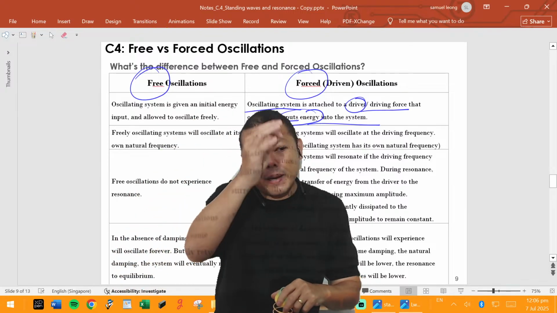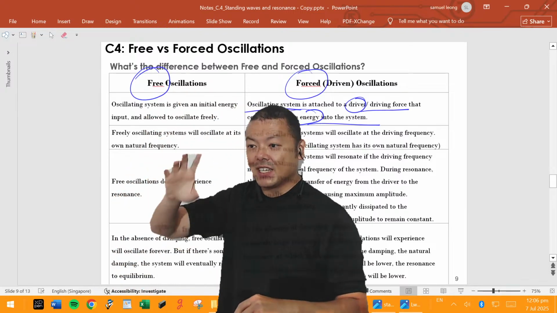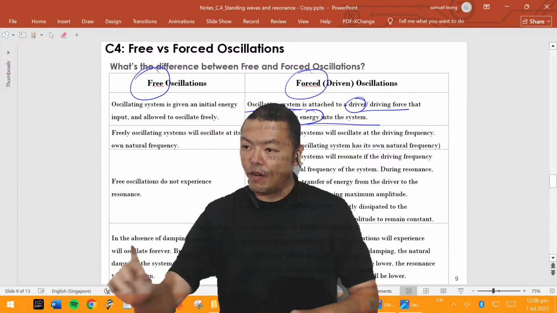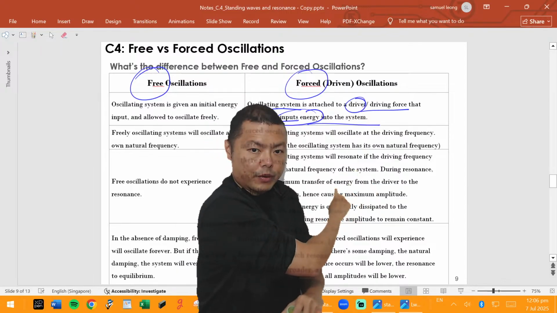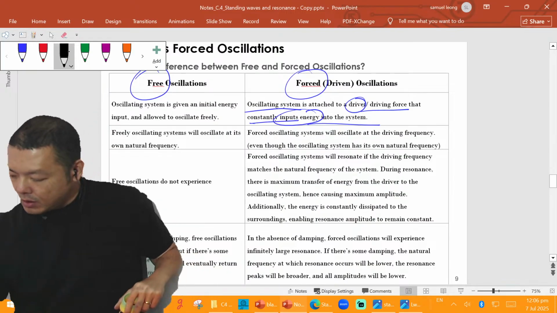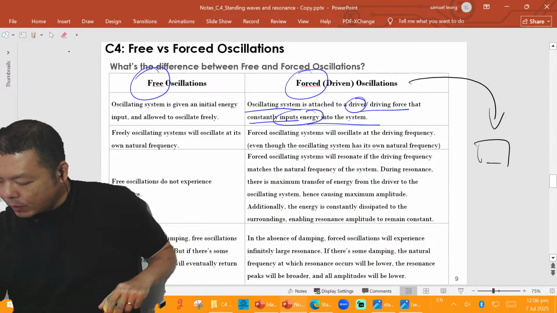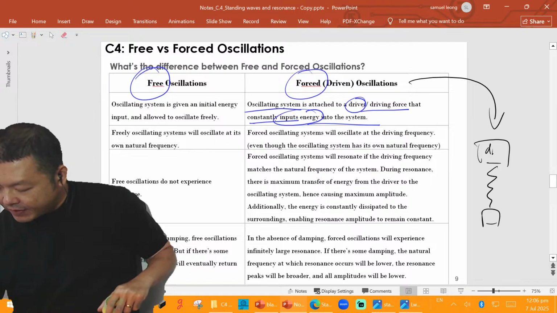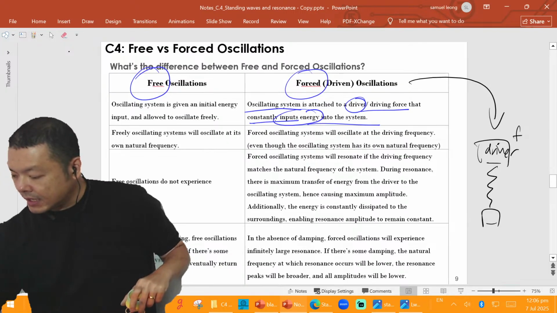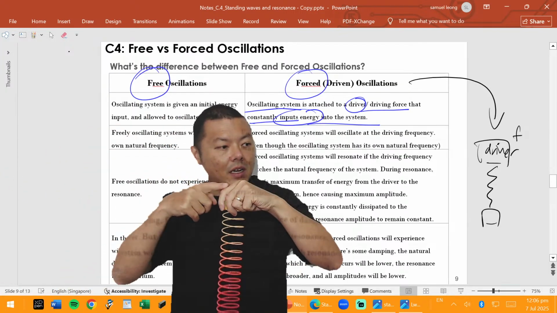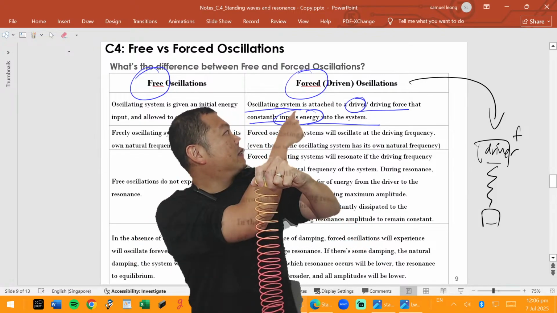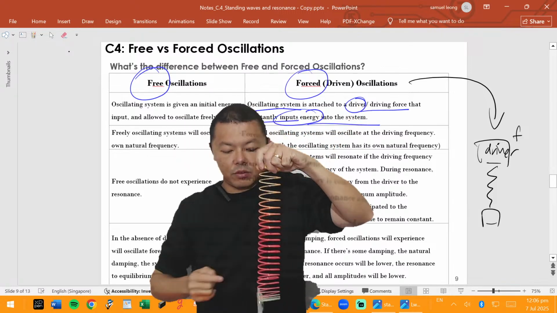The one very big difference between forced and free oscillation is that for free oscillations, the frequency is fixed at its natural frequency. Forced oscillation, you can control the frequency that you want. Typically for forced oscillations, we have a driver, and the driver has a frequency setting. I can change the frequency of my driver. My hand here is the driver, the driving force.